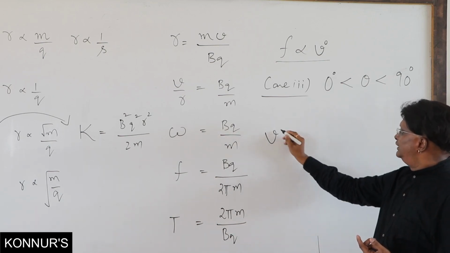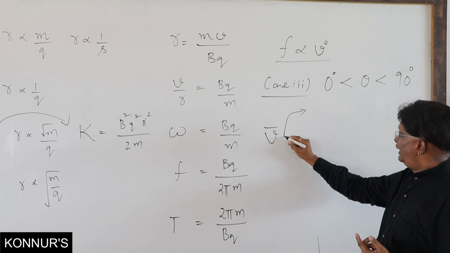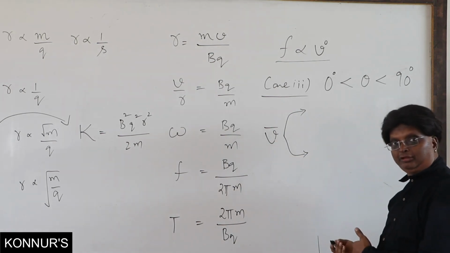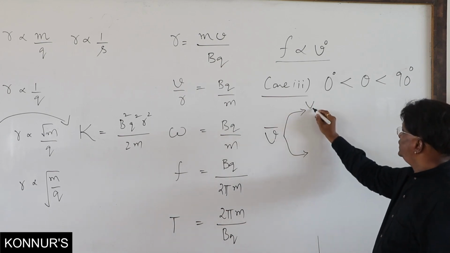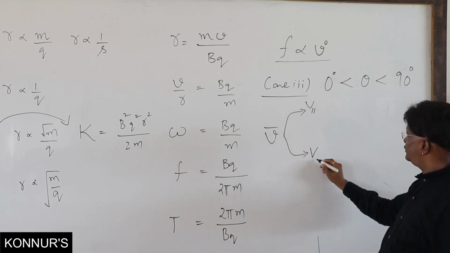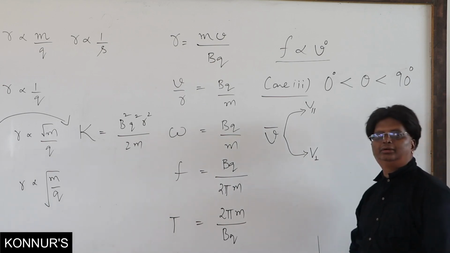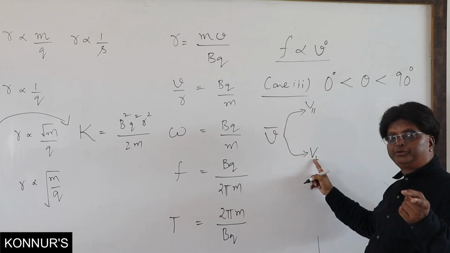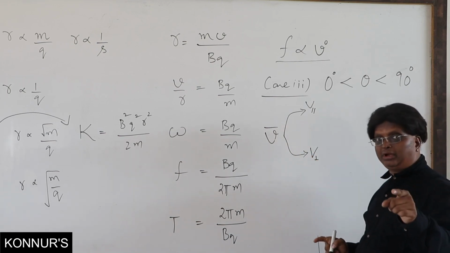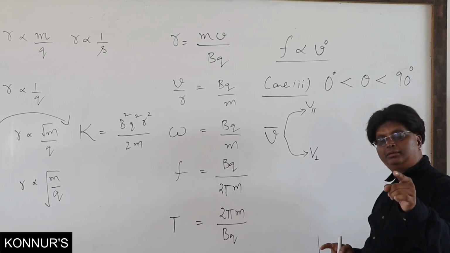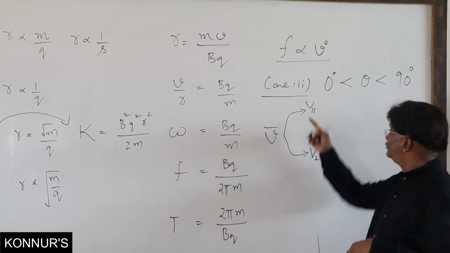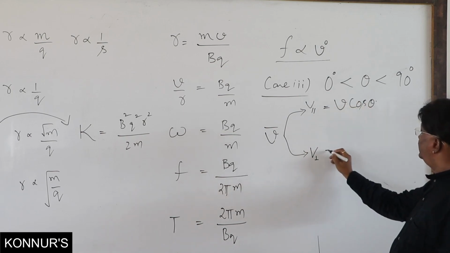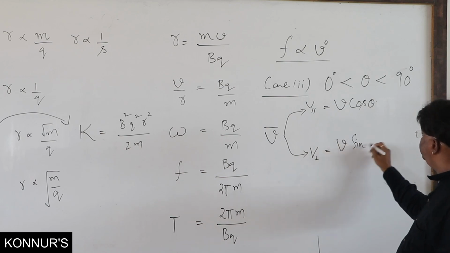Here, when it is the case, this velocity vector v bar has two components, which is a very regular case of resolving velocity. One component becomes v parallel, the other component becomes v perpendicular. This is parallel to B bar and this one is perpendicular to B bar. Now remember, always angle with B bar we have taken, therefore v parallel will come as v cos theta component and this is v sin theta component.